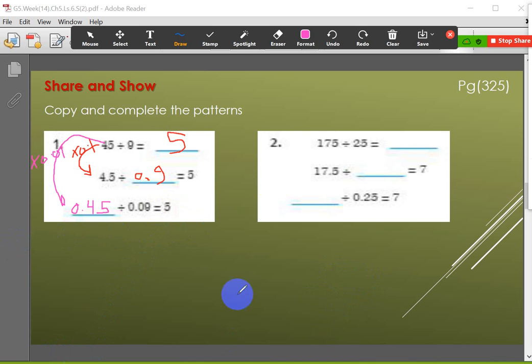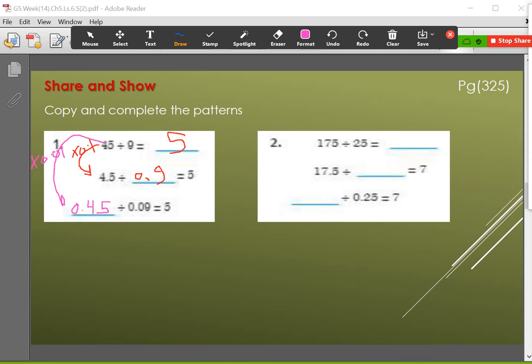Now what about number 2? Number 2 is 175 divided by 25 equals what, girls? Who is typing too many times? It's Emma. Emma, please type one time.